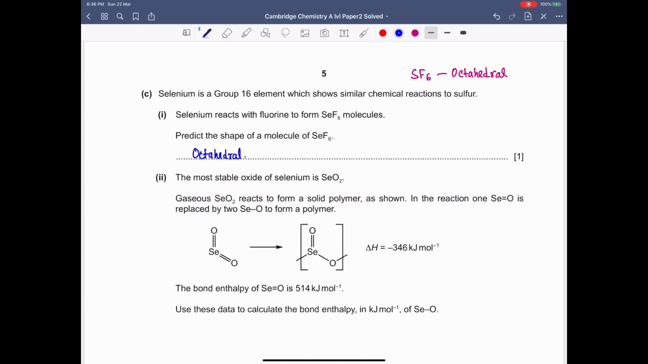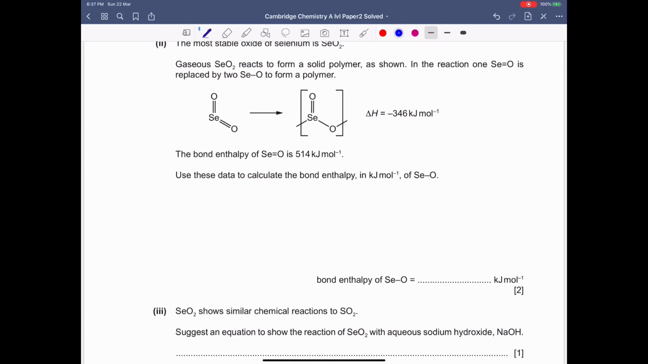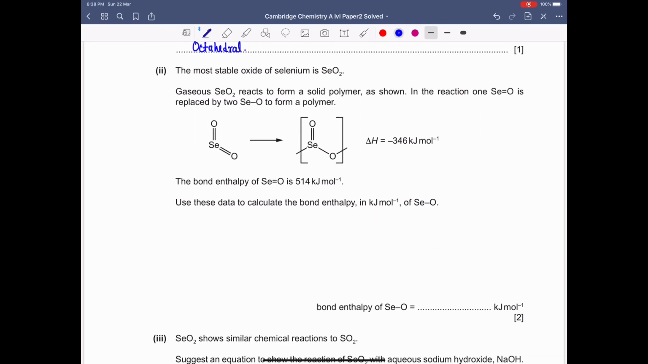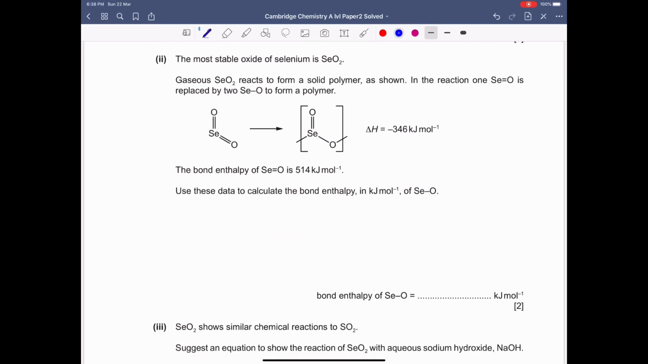Most stable oxide of selenium is SeO2. Gaseous SeO2 reacts to form a solid polymer as shown in the reaction. One Se=O double bond is replaced by 2 Se-O single bonds to form a polymer. Del H is minus 346 kJ per mole. The bond enthalpy of Se=O is 514 kJ per mole. Use this data to calculate the bond enthalpy in kilojoule per mole of Se-O.